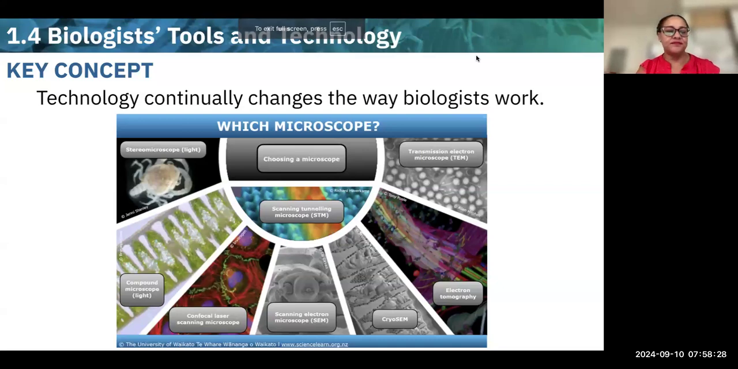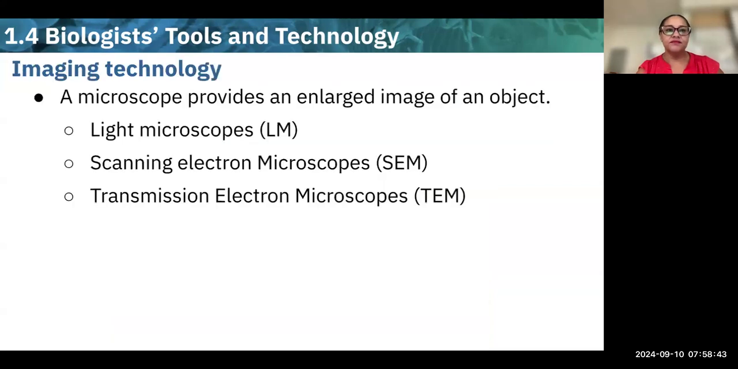Hi, everyone. We are going over 1.4, Biologist Tools and Technology. Our key concept today: technology continually changes the way biologists work, and not just biologists, all kinds of scientists. Imaging technology is technology that produces some kind of image.